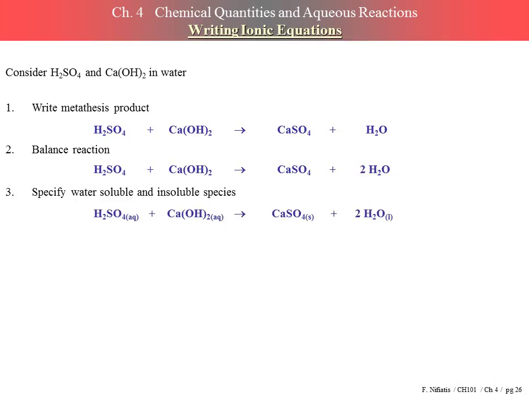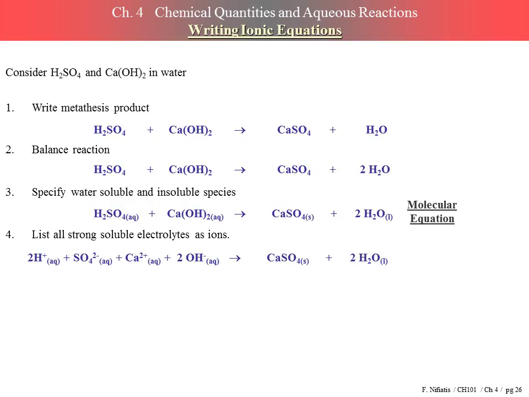Now, this one here is a strong electrolyte. As a strong acid, we put AQ. An ionic compound, look at the solubility table. This is water soluble. This one here, an ionic compound, water insoluble. And this one is a covalent compound. When it comes to the water, you're going to put an L, a liquid there. Our molecular equation. At the next step, we are going to write the ions of all the strong electrolytes.